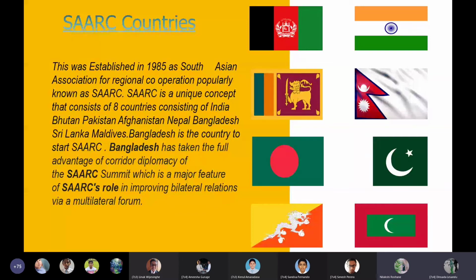This means that they can meet personally and negotiate. In South Asia, we have countries like India and Pakistan. They have territorial issues, but in SAARC they get a platform to discuss the issues they are having. That is what we call corridor diplomacy.